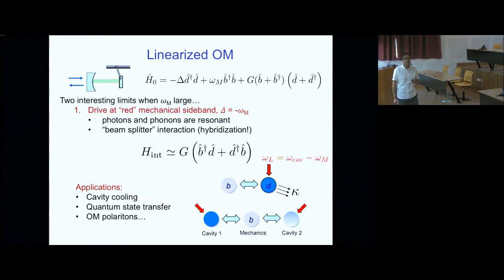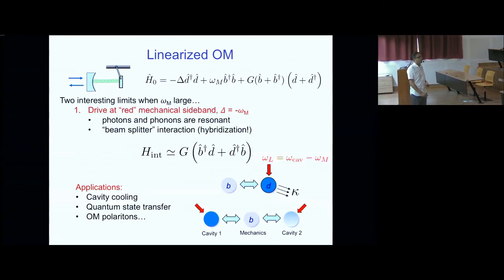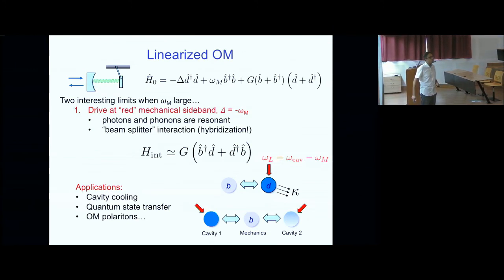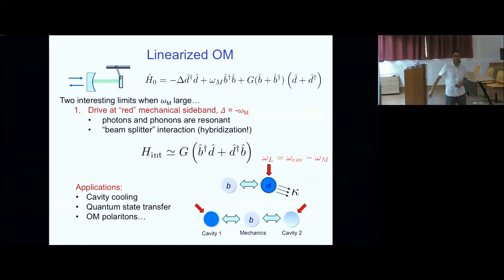We're using interference effects. Even if the mechanical frequency is really small, much smaller than kappa, so you can't make this rotating wave approximation, you're still able to cool all the way to the ground state. Okay, we call this dissipative cooling. There was an experiment just recently that actually got this to work.